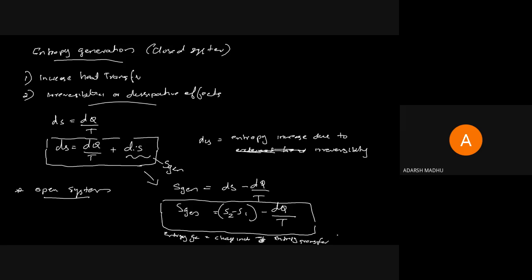Okay, entropy generation equals the change in entropy, S2 minus S1, minus the entropy transfer, dq by T. That is the entropy generation equation for a closed system. For an open system, a mass transfer also occurs. So in the previous lecture, for an open system, we derived that there is an extra term. What was the extra term? S into m, right?